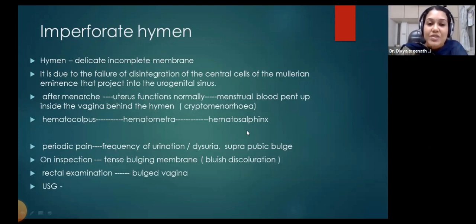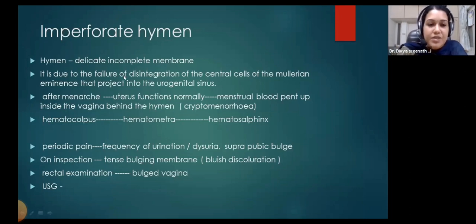Another condition related to the vulval or vaginal opening is an imperforate hymen. The hymen, we know, is a delicate incomplete membrane. Incomplete, there is some opening in the hymen which allows the flow of menstrual bleeding. What happens if there is complete closure of this vaginal opening in a normally menstruating woman? Then the menstrual fluid and menstrual debris will collect in the vagina.